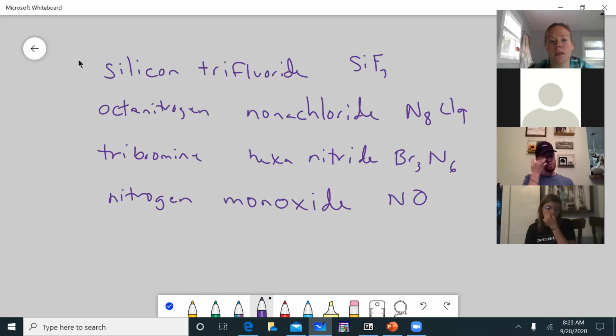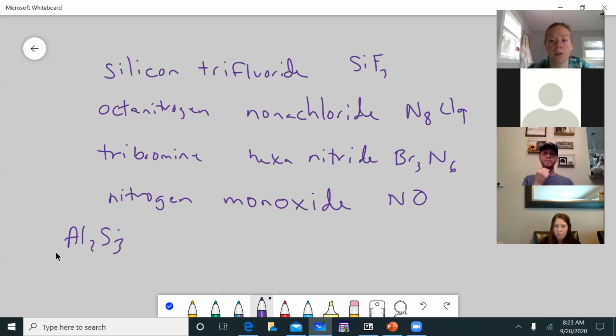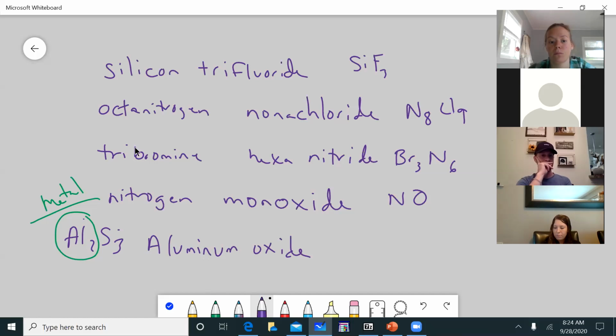Any questions on these here? If I was to write this, I would not call this dialuminum trisulfide. Why? What is this first thing here? This is a metal. If we have a metal, I want you to keep prefixes away from it. Prefixes don't happen. Instead, we balance charges. This would be aluminum oxide. Okay, so this uses a different system.